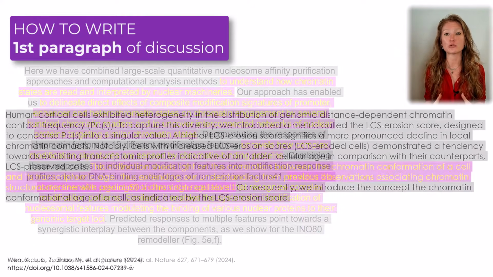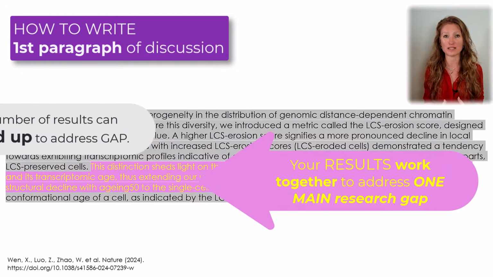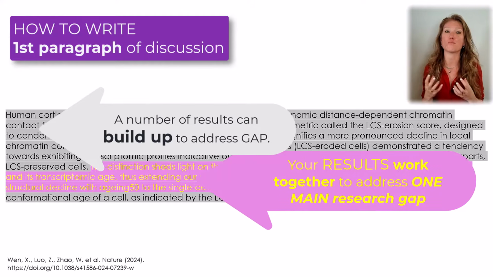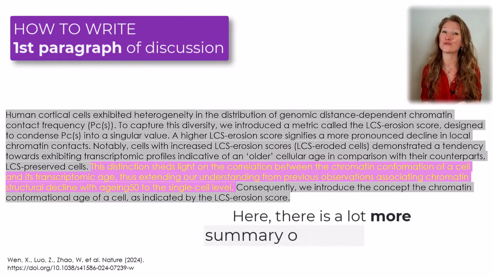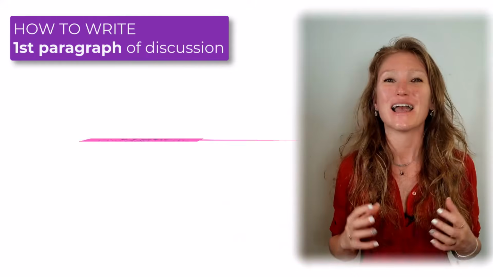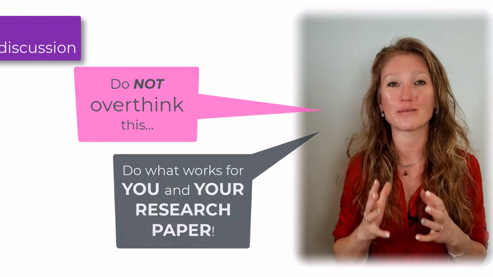Often, your paper addressed one main research gap, and you have several results that build up to that. In this case, you would write a paragraph that looks more like this example here, where there is a lot more summary of key results, and all of those key results are related to one main gap in the field that existed at the start of this research project. And here, do not overthink this. Do what works for you in your paper and your project.